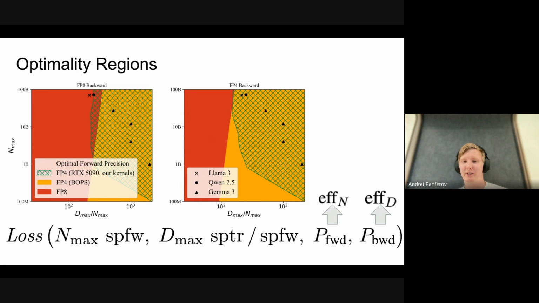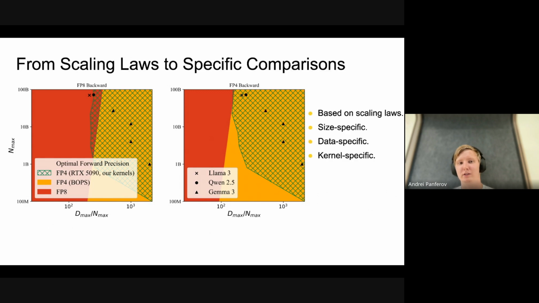On the right, we see the same plot, but when the backward pass is FP4 as well, and we can see that the green region is even larger there, because the relative speedup of quantizing forward when backward has already been quantized is even larger, meaning that this region is enlarged. And now all of the production models that have been published recently actually fall into this region, meaning that this region includes the model sizes and data saturation ratios that are actually useful in practice.